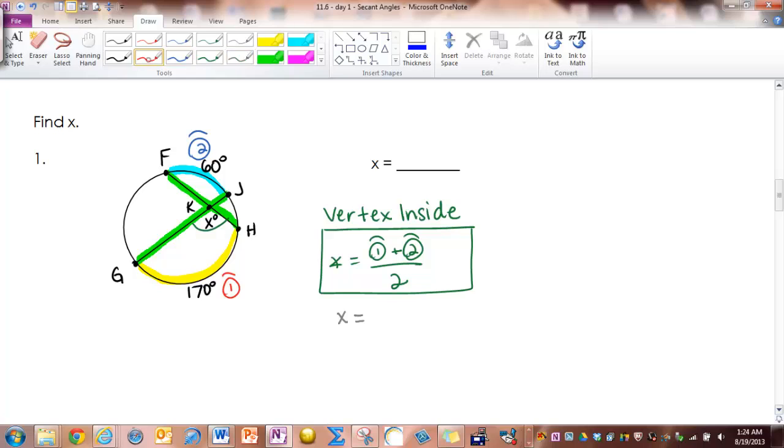Now in this situation, our angle is x, and then to find that we take arc 1, which is 170 degrees, and then we add to it the measure of arc 2, which is 60 degrees, and we take that answer and divide it by 2. Now to solve this problem I'm going to put the x over 1 and cross multiply. X times 2 is 2x equals 170 plus 60 equals 230. I divide both sides by 2 and I get x equals 115 degrees.